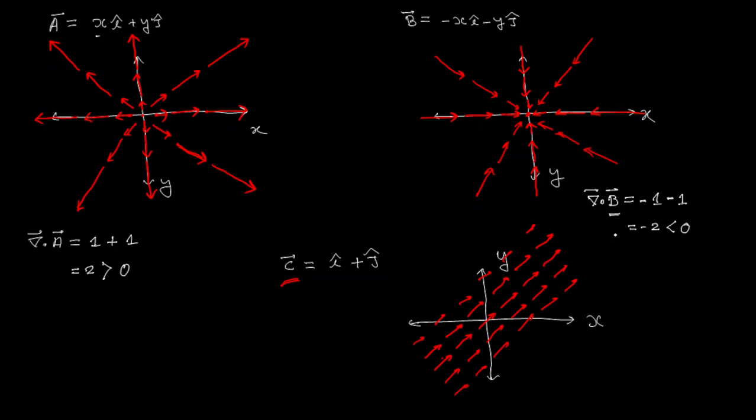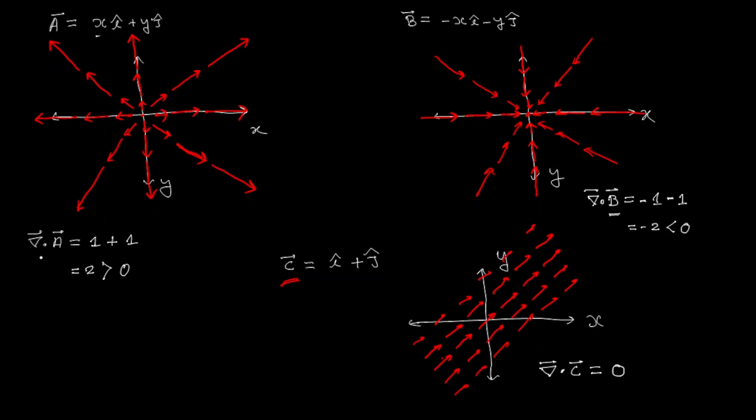And for the third vector C, if we calculate the divergence, what will we get here? It's independent of x and y, so in this case it will give us 0. Okay, 0. So now look at these three vector fields.